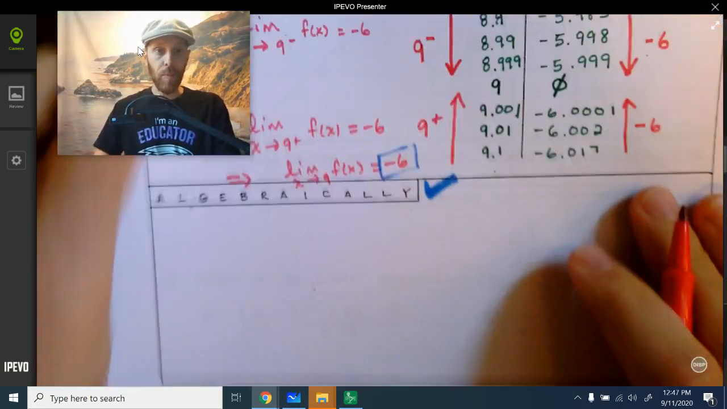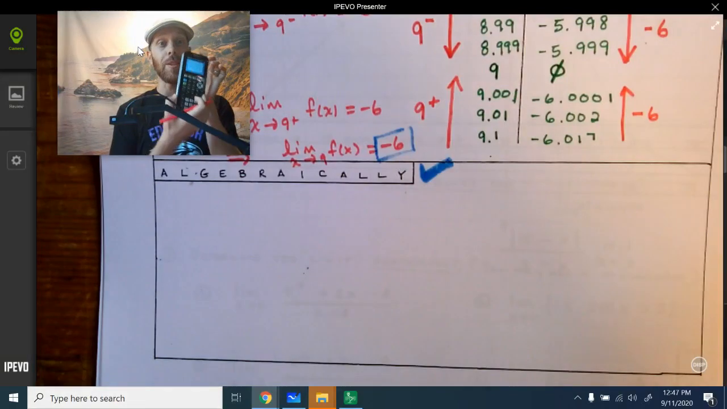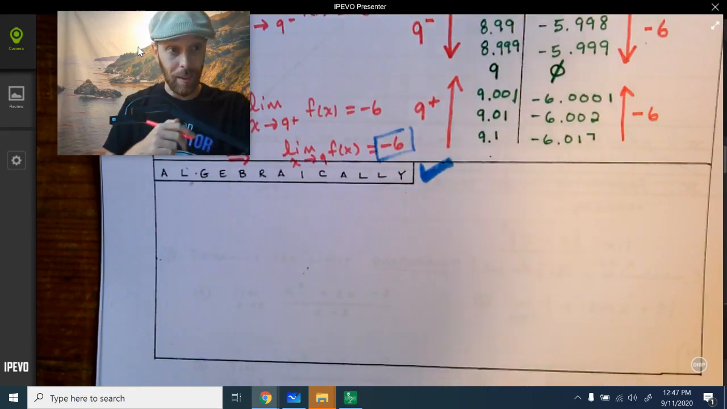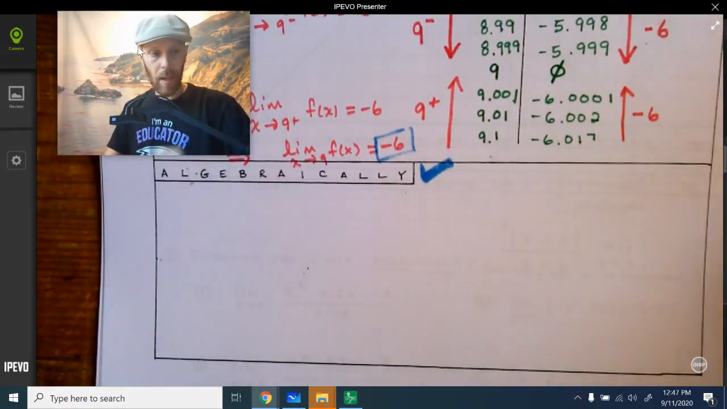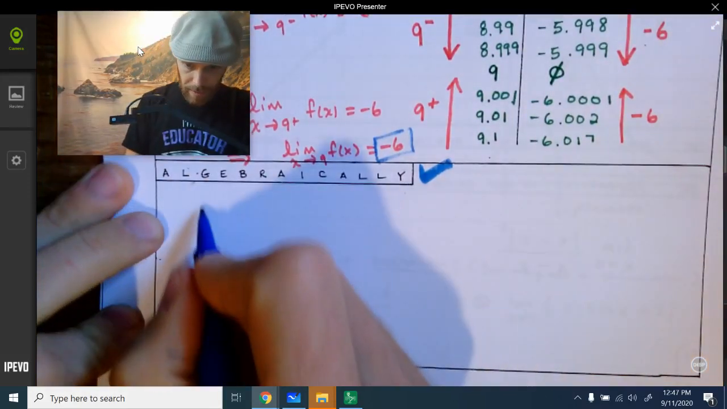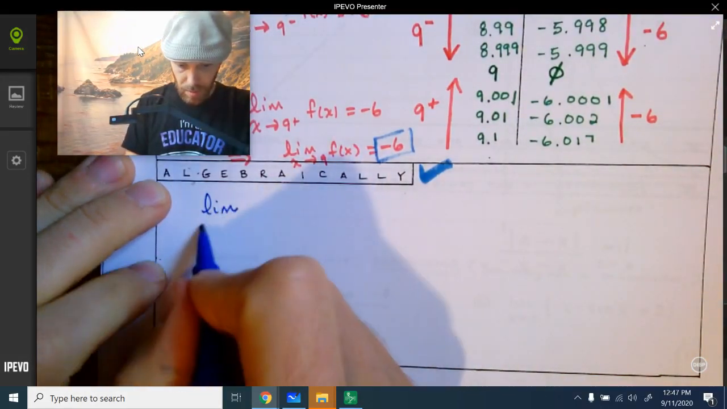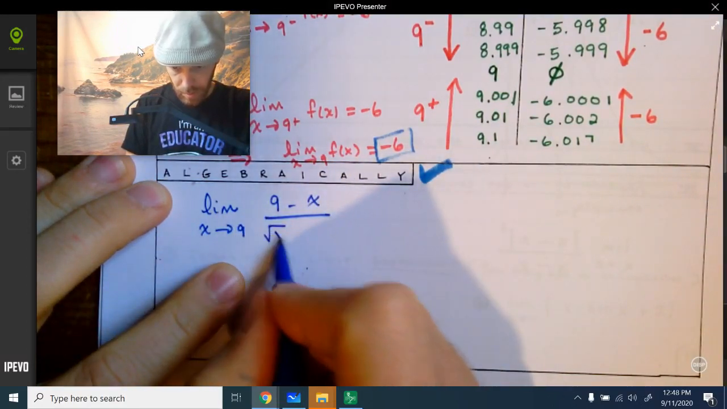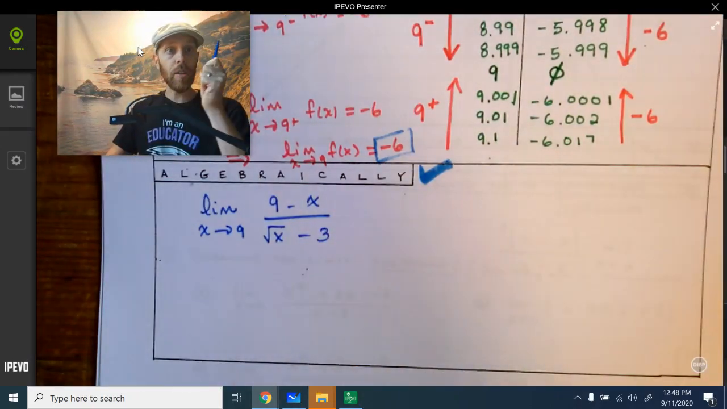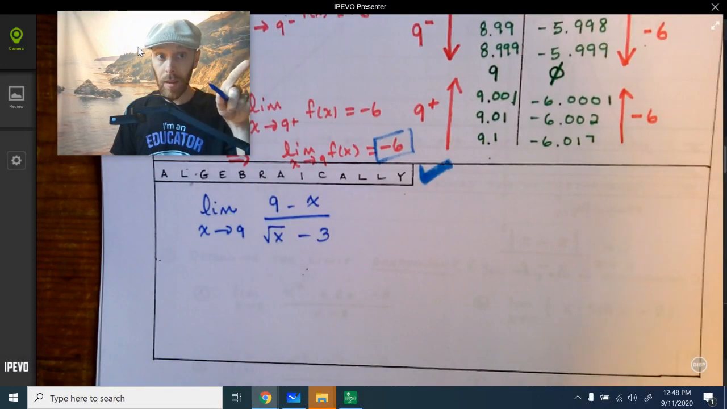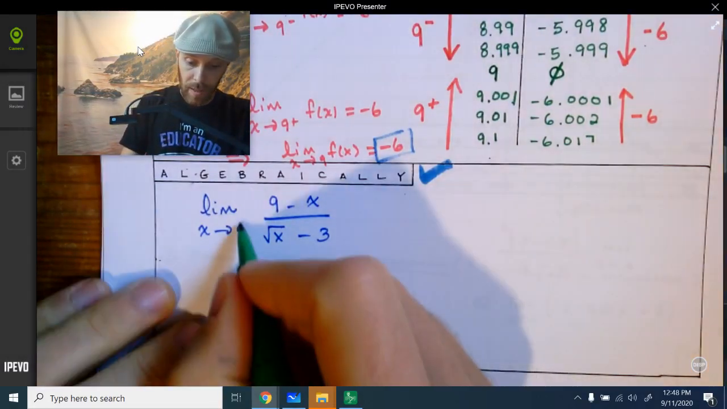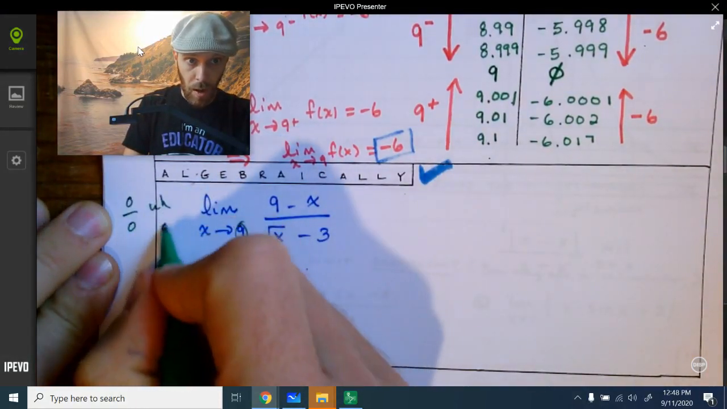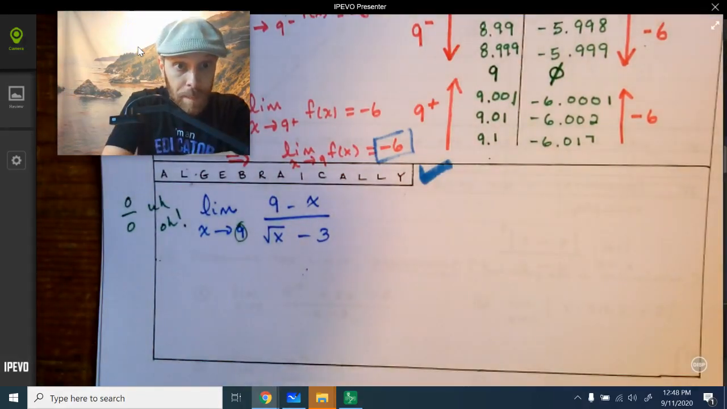Third way is the algebraic method. So for this one, we're going to assume that we do not have a calculator. Goodbye, old friend. We have enjoyed many good times together. And instead, we're going to say, all right, I've got this guy right here. And I already took the first step, which was to plug in the limiting value. Plugged in the 9 and found that we got 0 over 0. Uh-oh! It's an indeterminate form.